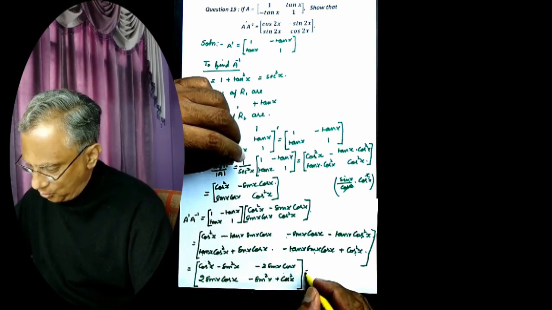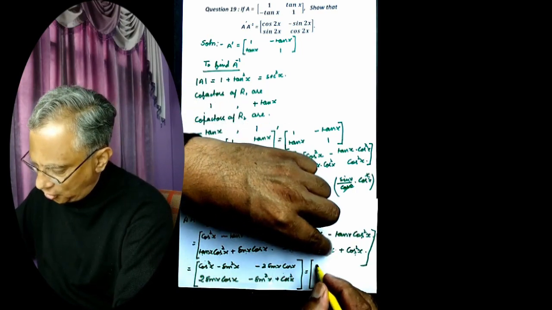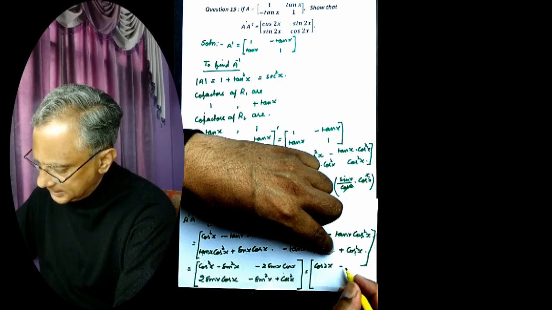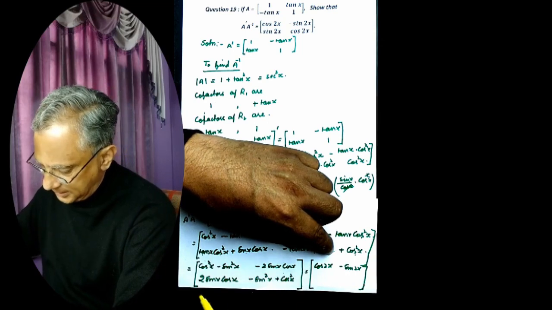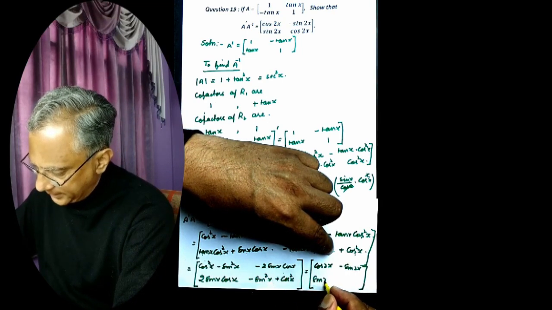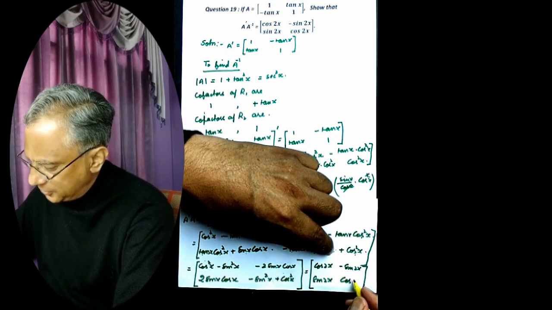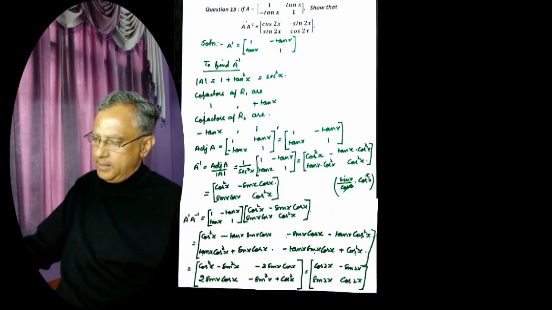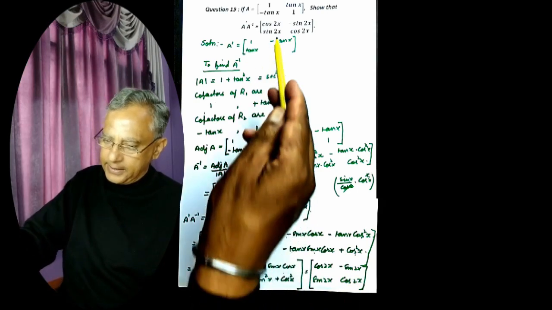So this is equal to cos square x minus sin square x is cos of 2x. Minus 2 sin x cos x is minus sin 2x. And this is again sin of 2x. And this is cos square x minus sin square x, cos 2x. These are the basic formulae from trigonometry. Cos square x minus sin square x is cos 2x, 2 sin x cos x is sin 2x. And we get the result.